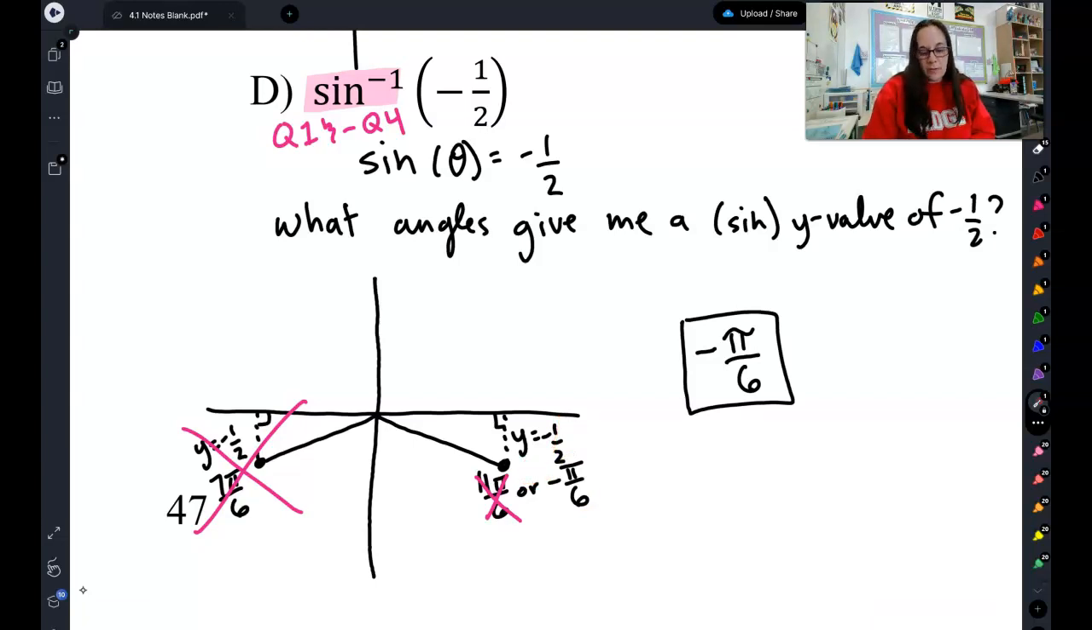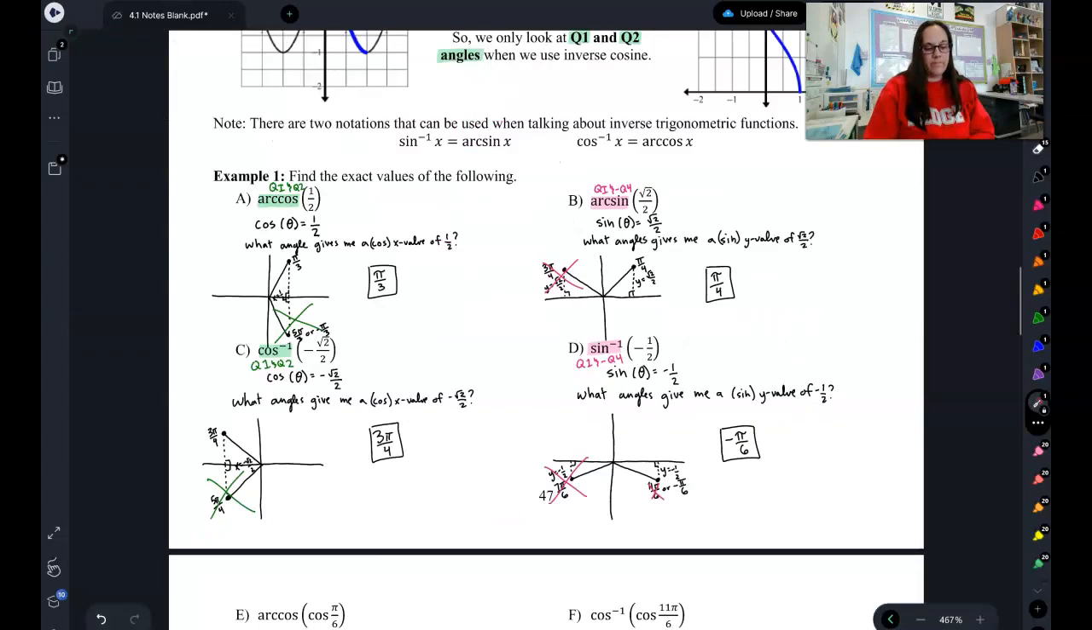Now, there's a reason I write the "or" there, because arc sine is quadrant 1 and negative quadrant 4 angles. So that means I don't want that one. That's not the right quadrant. These are the right quadrant, but 11 pi 6 is a positive quadrant 4 angle. I want the negative quadrant 4 angle. So that's why I picked the negative pi 6 for my answer.